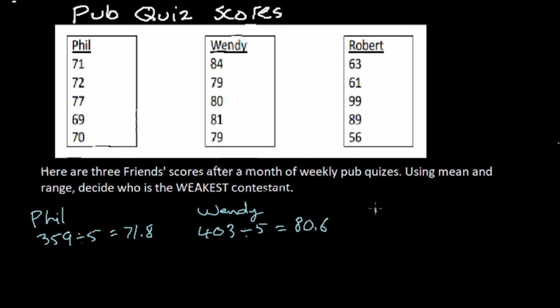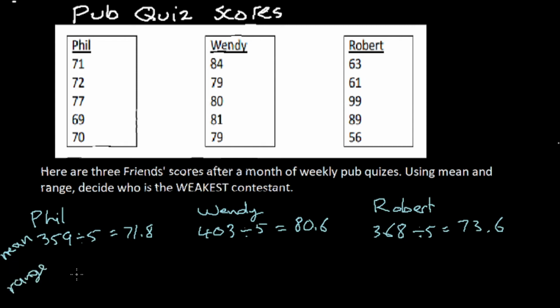And then let's have a look at Robert. So Robert, if you add all his together, he got 368, and again you're going to divide that by 5, and that equals 73.6. Okay, so at the moment Phil is looking like probably the weakest player because his mean, I'll just put mean here so we remember which one it is. There we go. His mean is the lowest, but we'll just have a look at the range now.